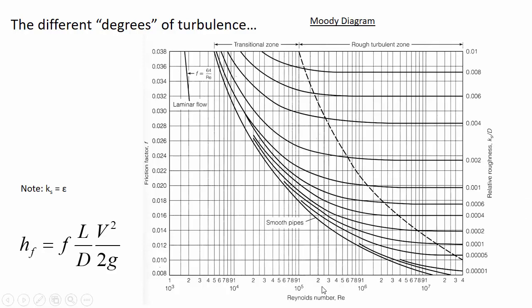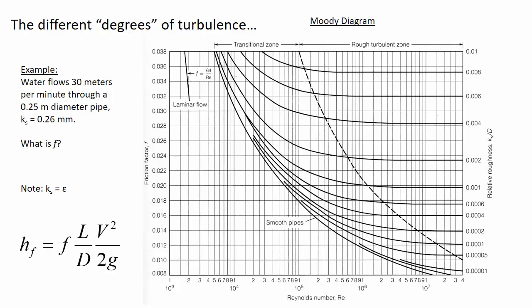You're going to need to calculate the Reynolds number from the flow rate and the diameter and the viscosity that's described. So let's go through that process now. We have an example here that says water is flowing at 30 meters per minute through a 0.25 meter diameter pipe, and the K sub s value, meaning the roughness, is 0.26 millimeters. We want to know what is the F that would be applying. If we were going to use Darcy-Weisbach to predict the head loss downstream, what F value should we utilize?